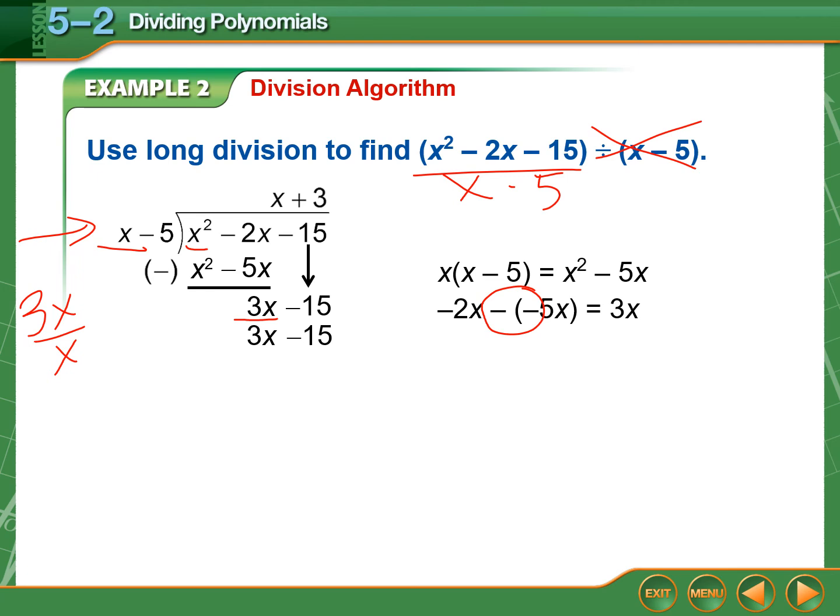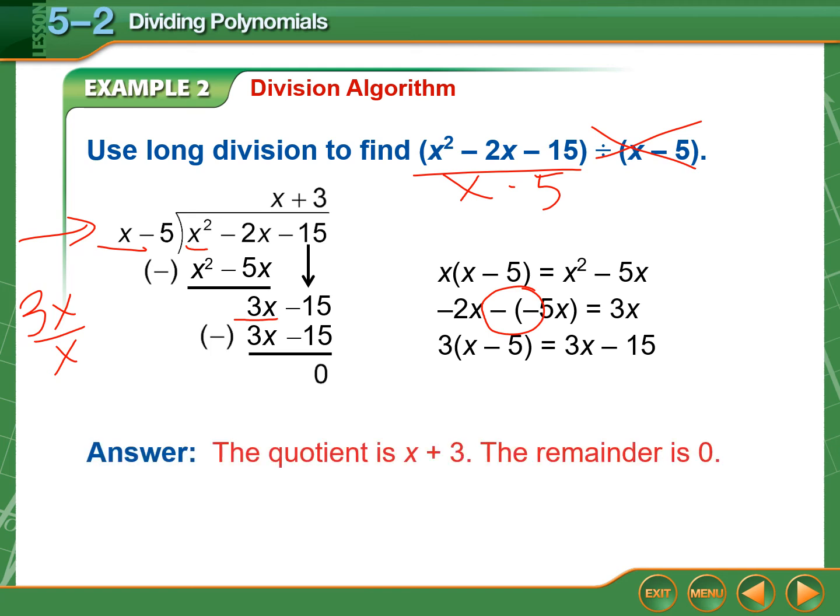And so we still subtract. That's the math over here. So we're still going to subtract, and this time we get a remainder of 0. So our answer, or our quotient, and the quotient is the answer to a division problem, the quotient is x plus 3, and the remainder is 0.